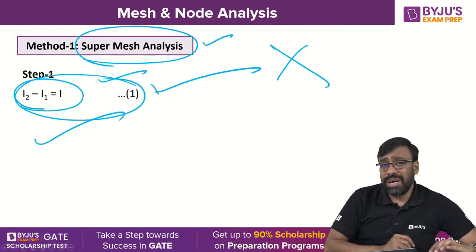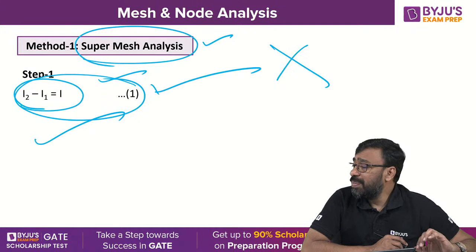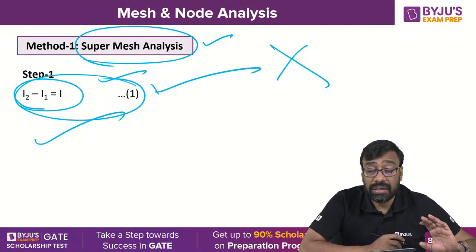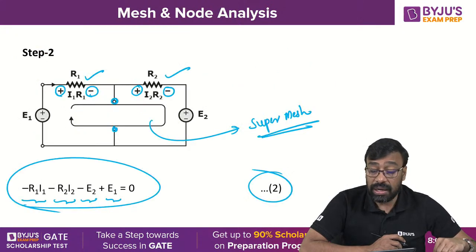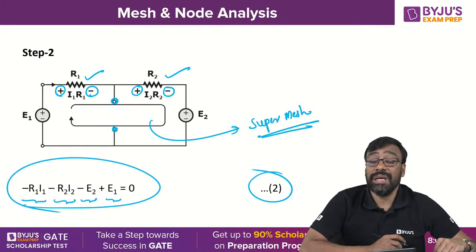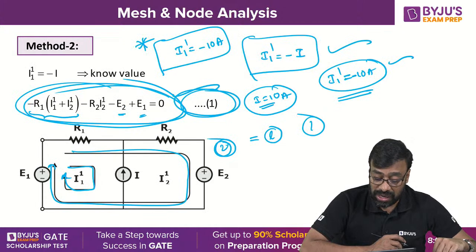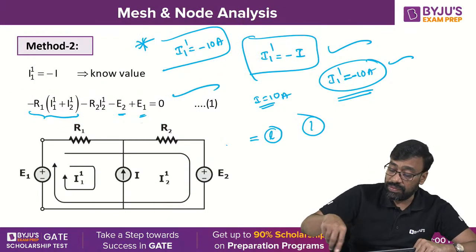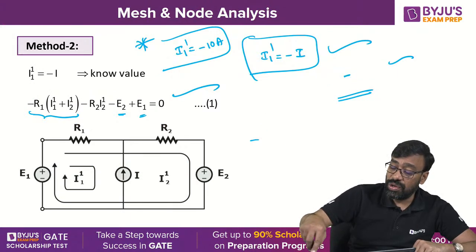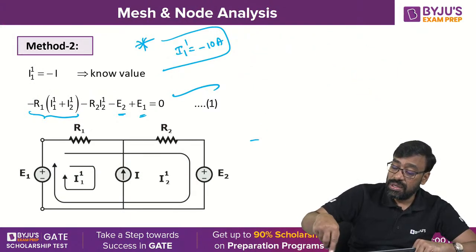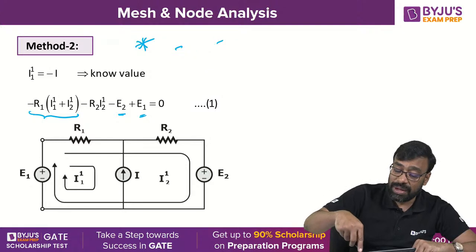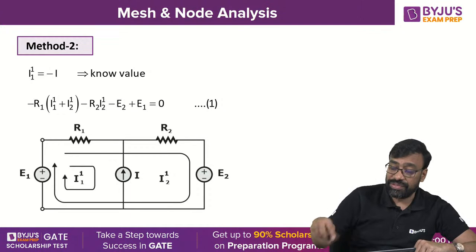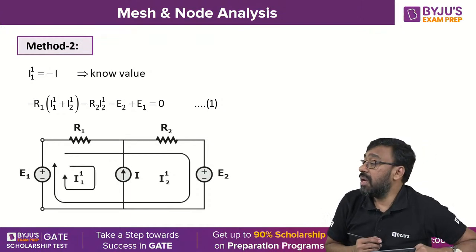But whatever loop currents you select, one principle one should not forget: the branch currents remain same irrespective of the selection of the loop currents. You all agree with this or not? Tell me, all of you. Irrespective of your loop current selections, branch currents remain same or not? You all agree with this? Yes.